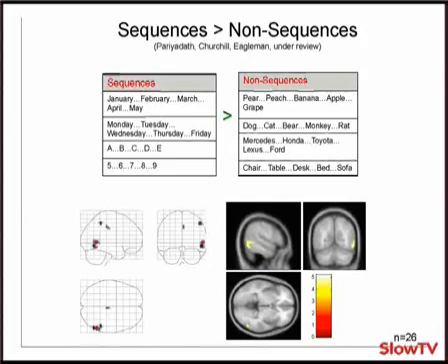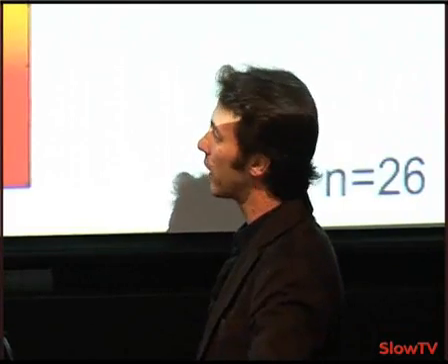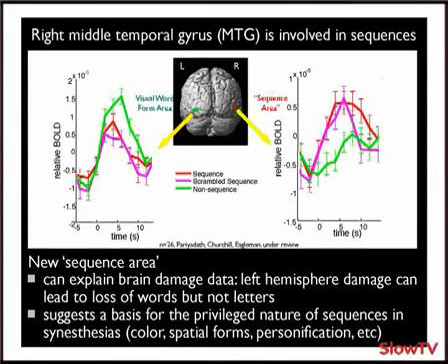So we had people in the scanner compare ordinal sequences like months and weekdays and letters and numbers to other things that are categories but have no order to them, like fruits and animals and car makes and furniture. I'm not going to go into any detail on this, but what we find is an area in the right side of the brain, in the temporal lobe, that really cares about sequences as opposed to non-sequences, things that have ordinality to them.